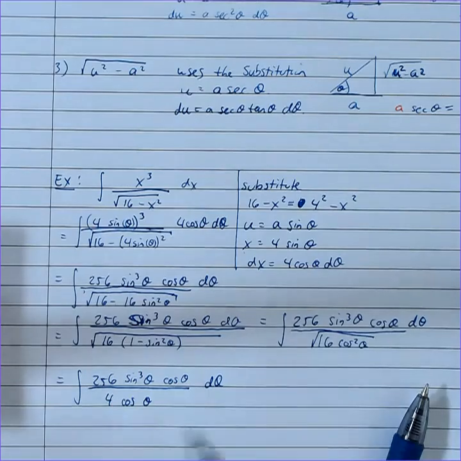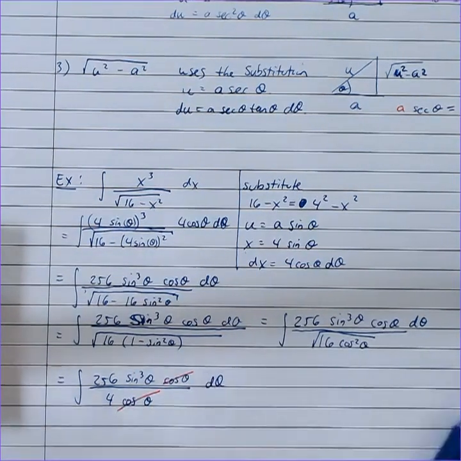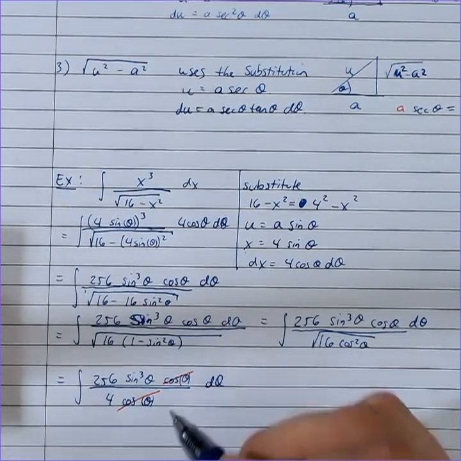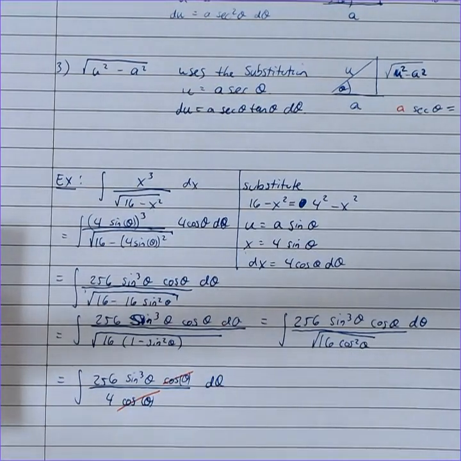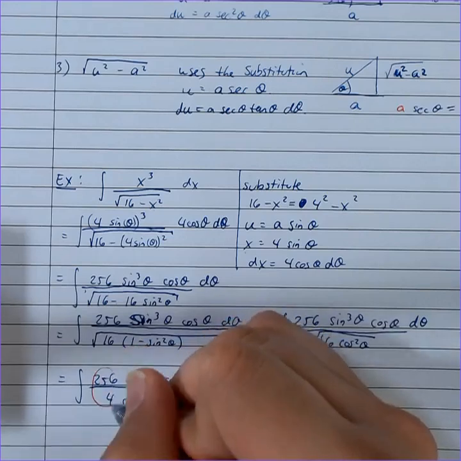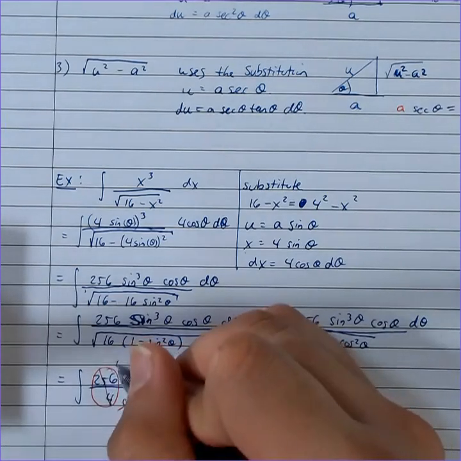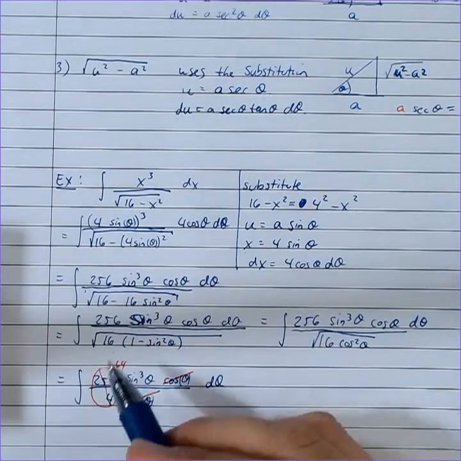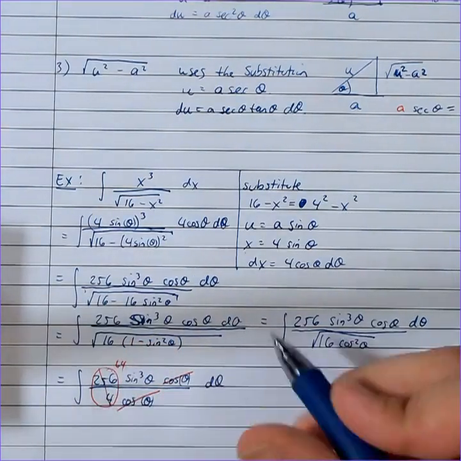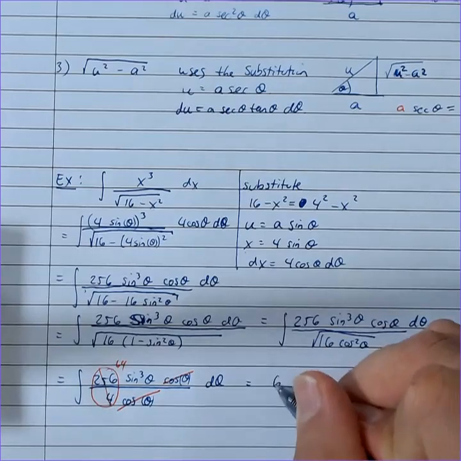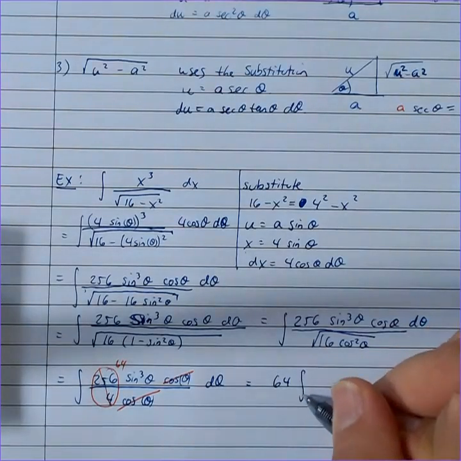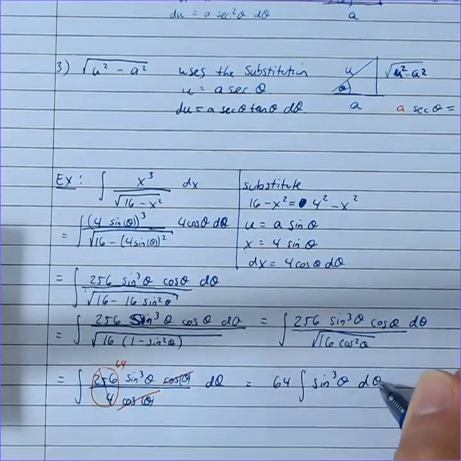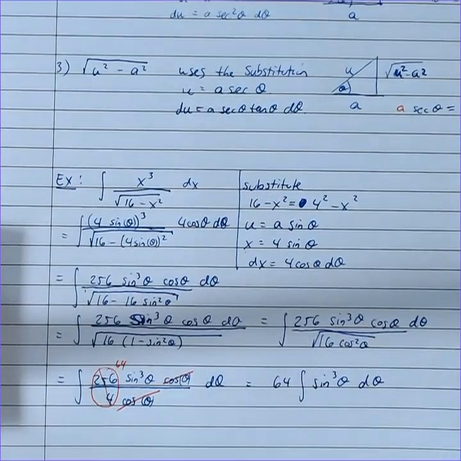And now some things simplify. Hey look, cosine of theta divides cosine of theta, and that's just equal to 1. And I can take 256 and divide it by 4, and that's just 64. So now that's 64, common factor. I can go ahead and pull that out. And that's going to be 64 times the integral of sine cubed of theta d theta. And we know exactly how to do that.